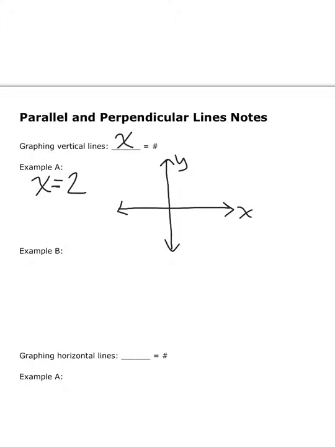What we're going to do is we're going to go to positive 2, and we're going to graph a vertical line. Beautiful. So our slope is undefined. Exactly. Our slope is undefined. Sure, you could abbreviate it. All right, let's do another example.